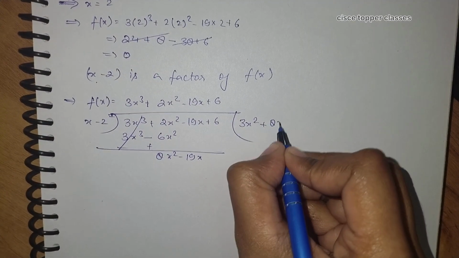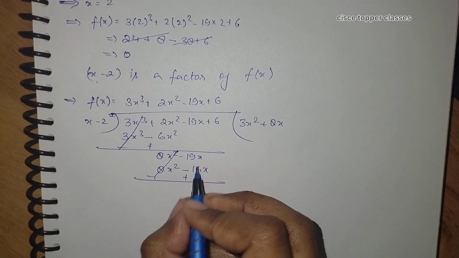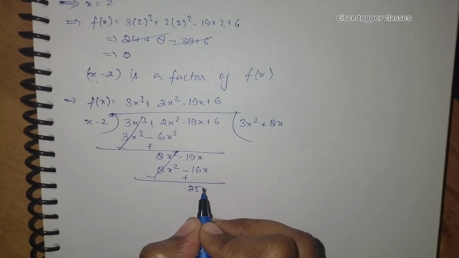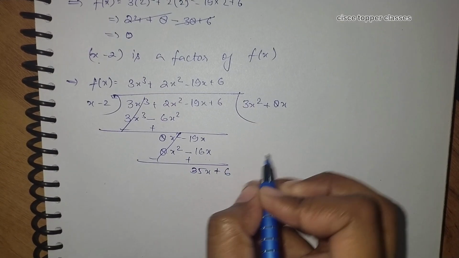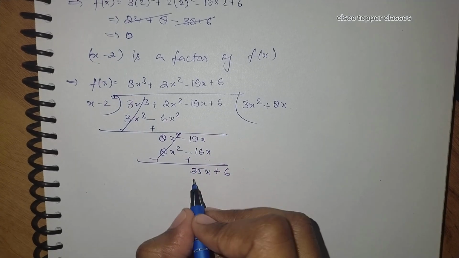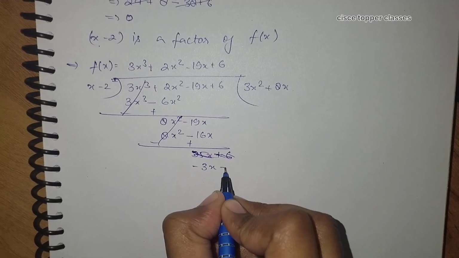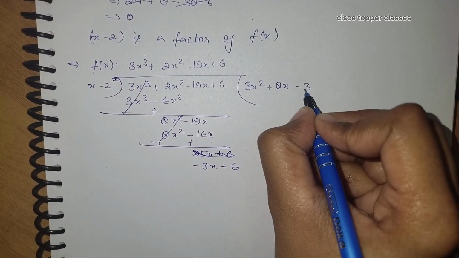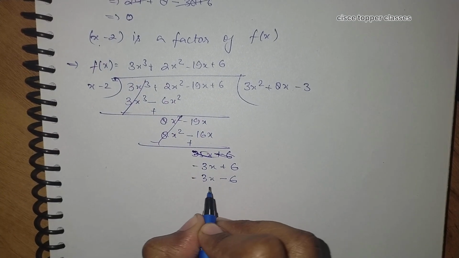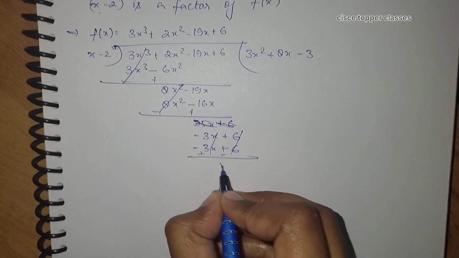Again here, multiplying 8x, this will become 8x squared minus 16x. Again it will cancel out, and we will get minus 3x plus 6. Sorry, this is subtracting here, hence it will become minus 3x. Then minus 3x plus 6, and multiplying with minus 3 that will become minus 3x and minus 6, sorry plus 6, and it will cancel out, and we will get the remainder as 0.